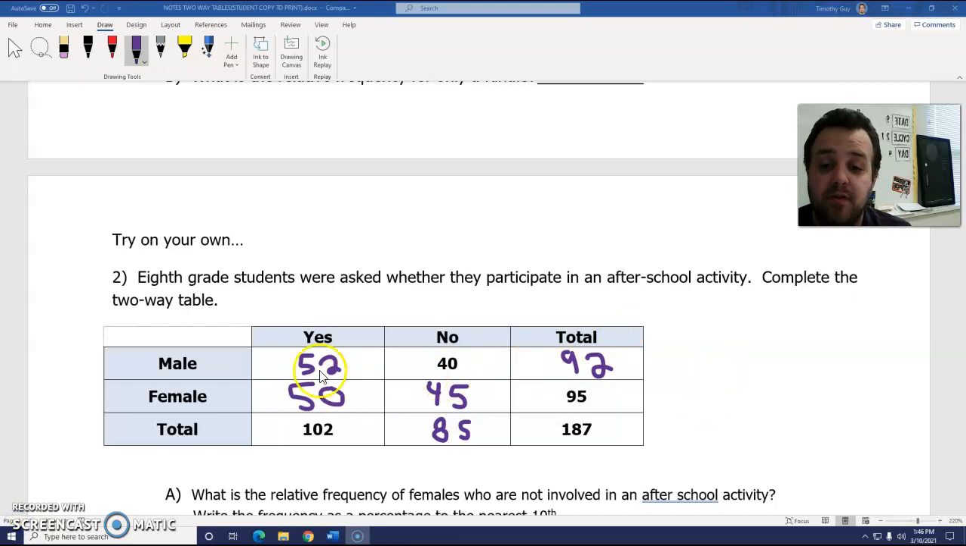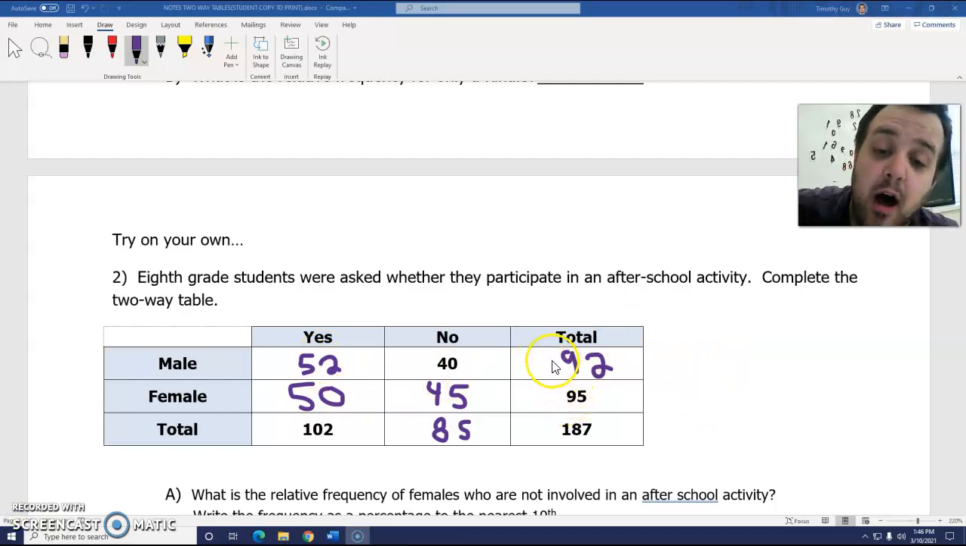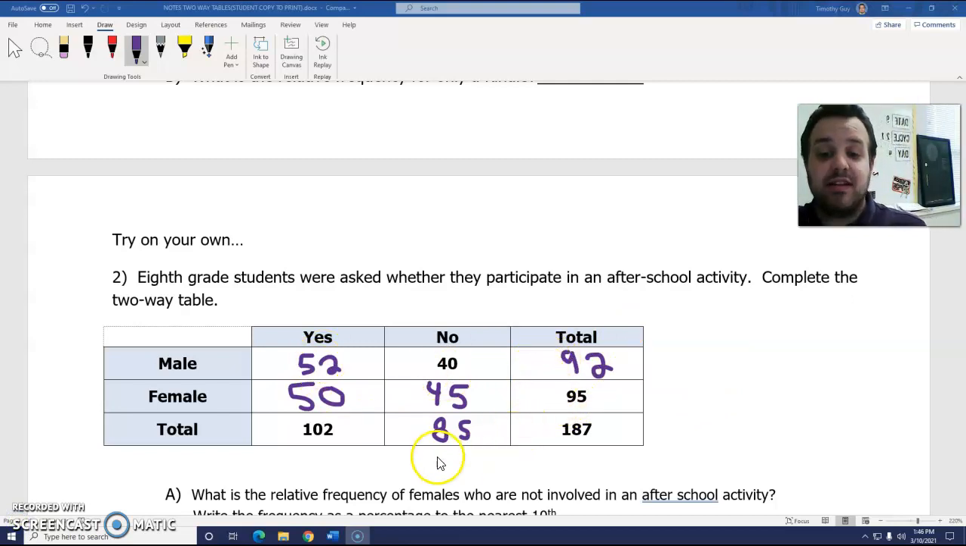All right, so I went through and filled in the table. Hopefully you did the same as well. Basically what I did was I started down here with this total number here. I knew that I had 102 and 187, so this number needed to make sure that those added up. So I did 187 minus 102, and I got 85, okay? Once I knew this was 85, I knew that this had to be 45, because 40 and 45 would add up to 85, and then it kind of unraveled from there.